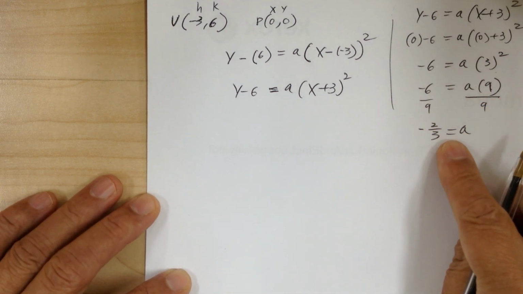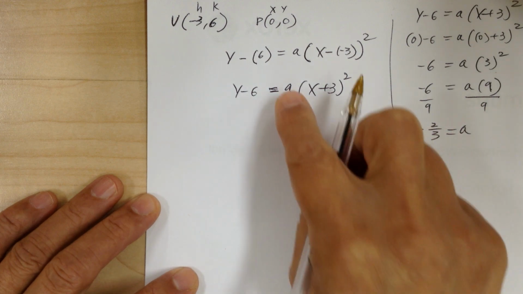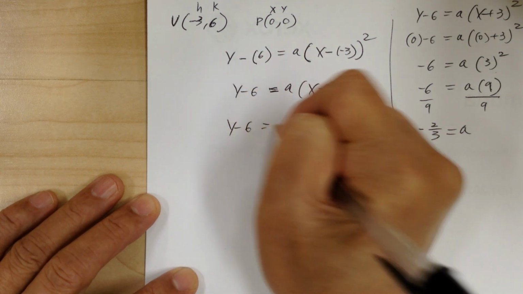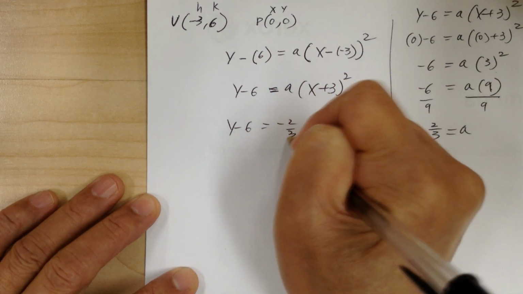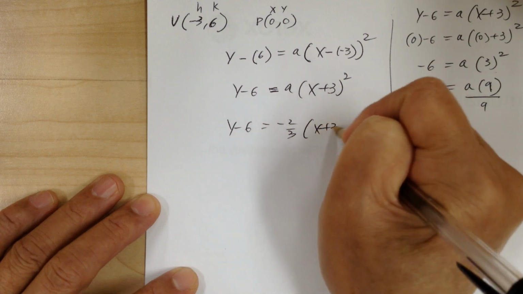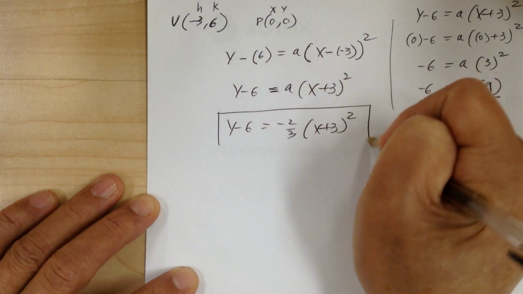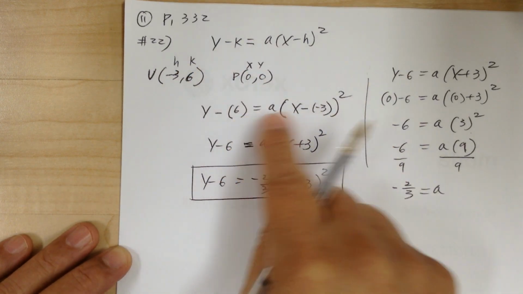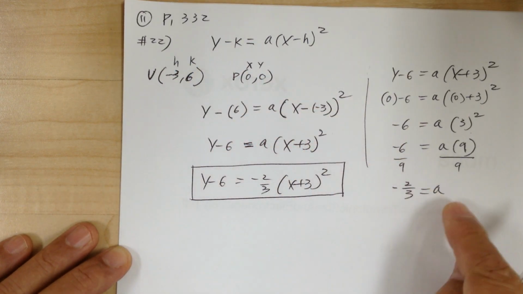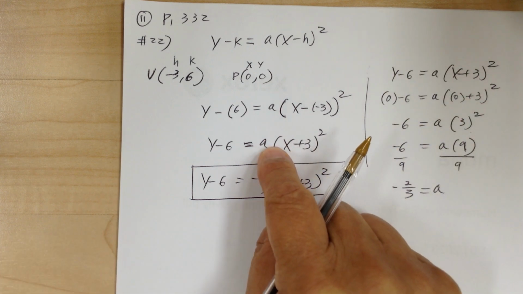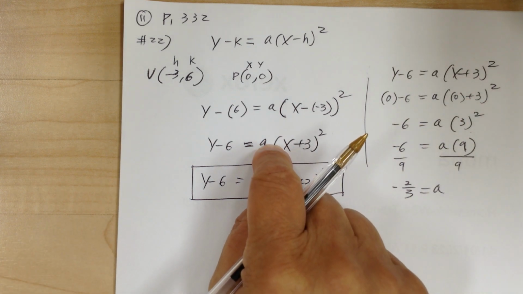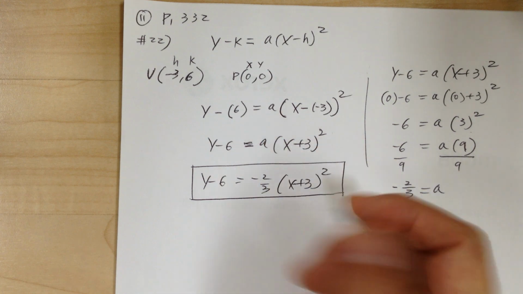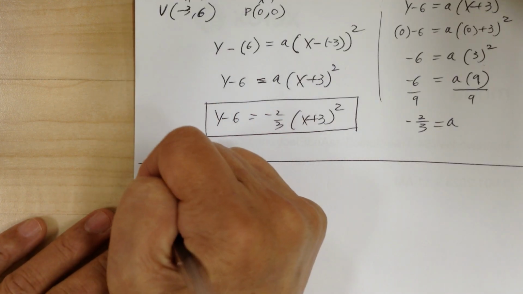Okay? So once you find a equal to negative 2 over 3, you put it back in here. And that's your answer. Okay? So you can substitute to get your h and k, and then substitute the other point to get your a. Okay. Let's go to the next item.